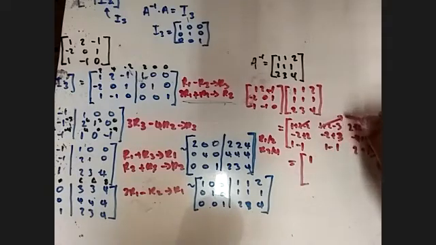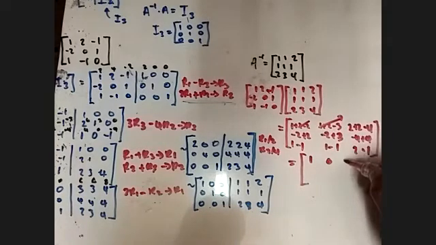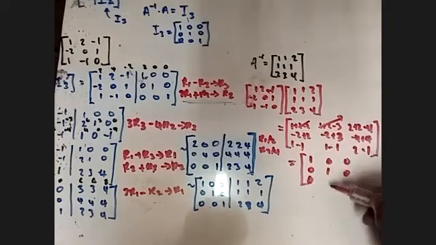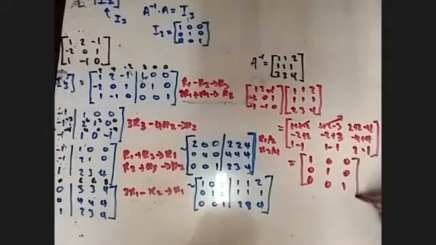The next one is 0. This is 0 because it's 2 plus 2 minus 4, which is 0. Minus 2 plus 2 is 0. Minus 2 plus 3 is 1. Minus 4 plus 4 is 0. 1 minus 1 is 0. 1 minus 1 is 0. 2 minus 1 is 1. And therefore we get our I3.